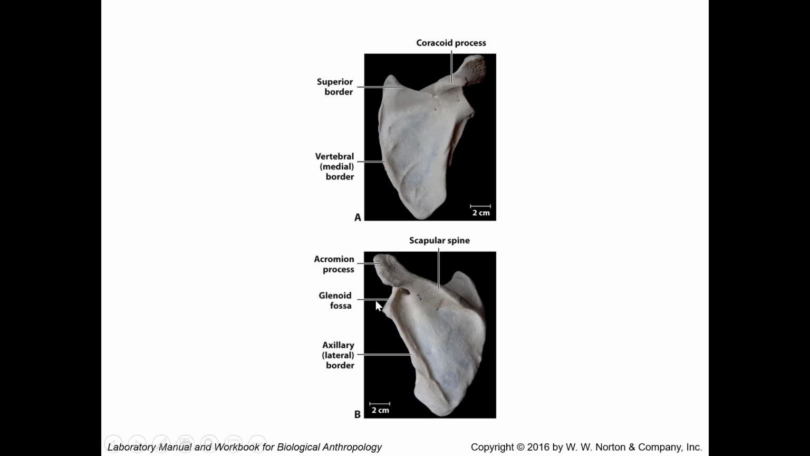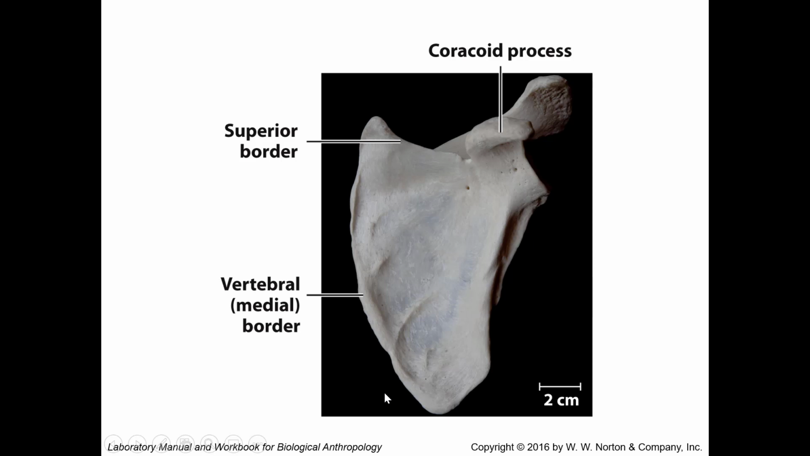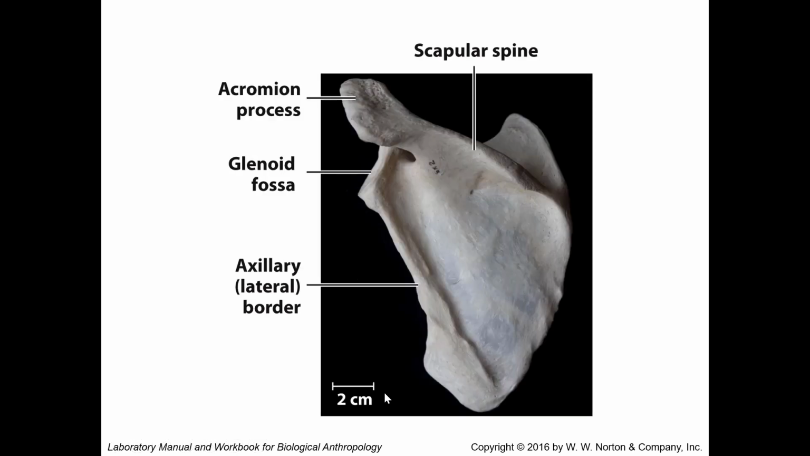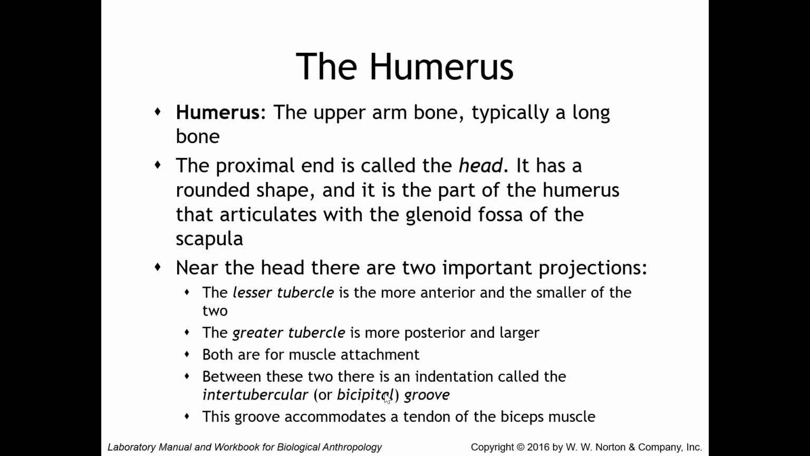So again, fossas are depressions. Usually you've got a joint there, and so here's where the humerus would attach. So here we go. Here is an anterior view. Then you've got a posterior view, right, of the scapula. Now we're going to move on to the humerus.